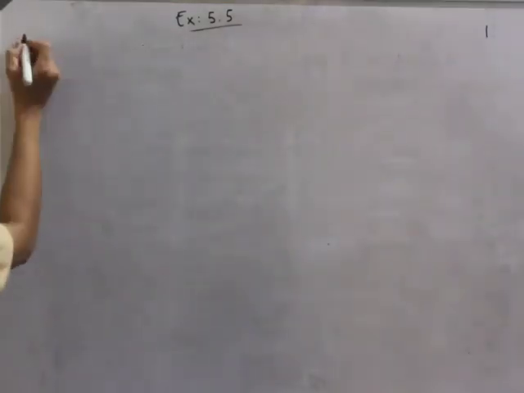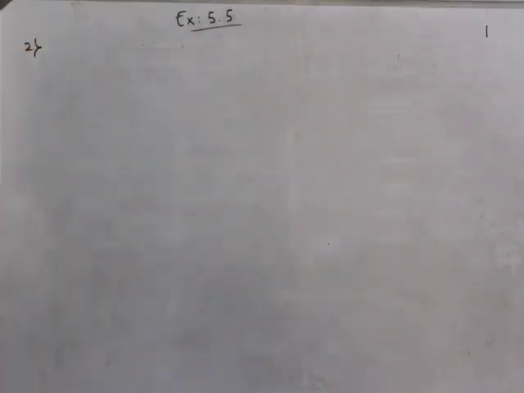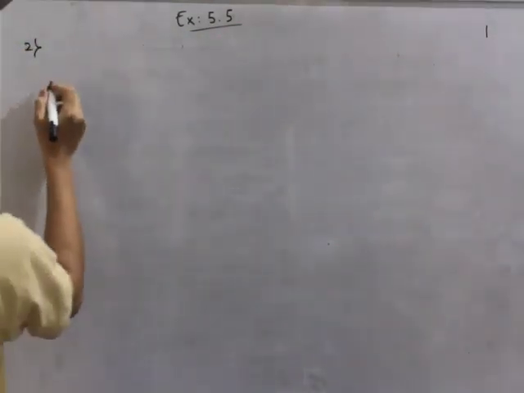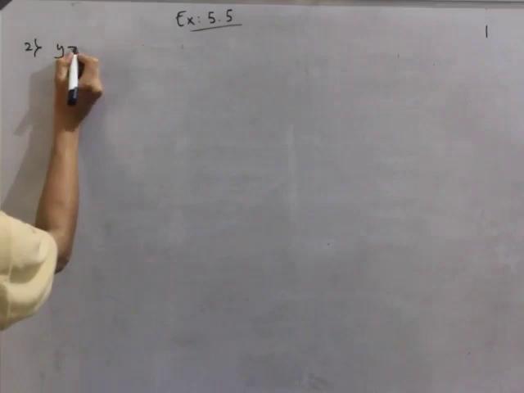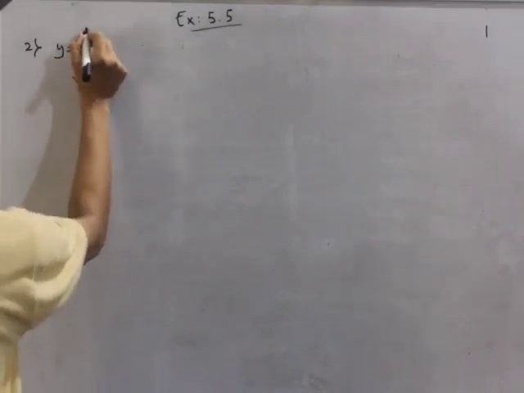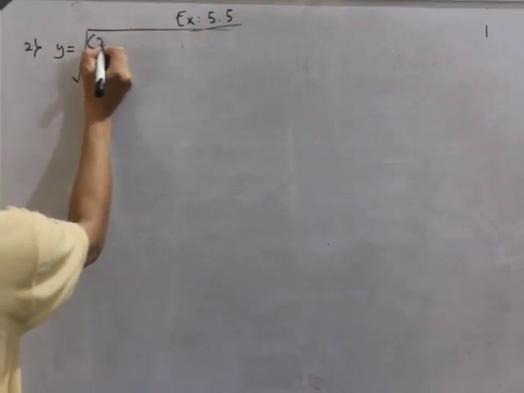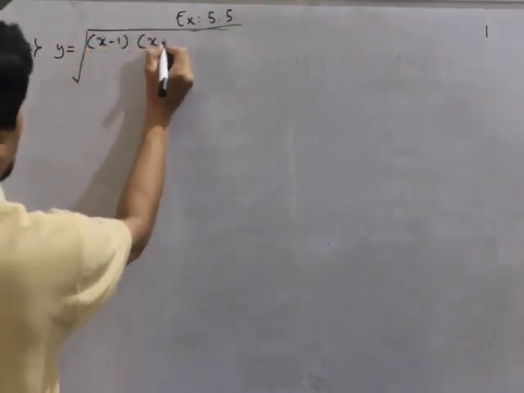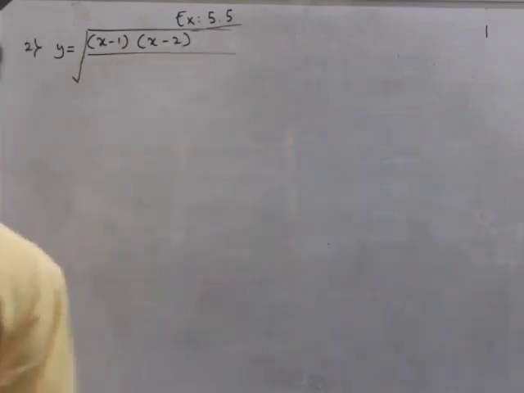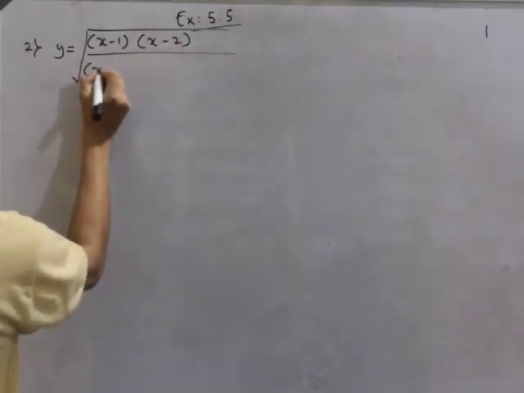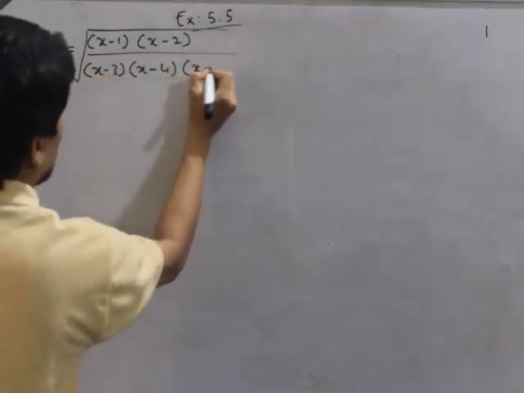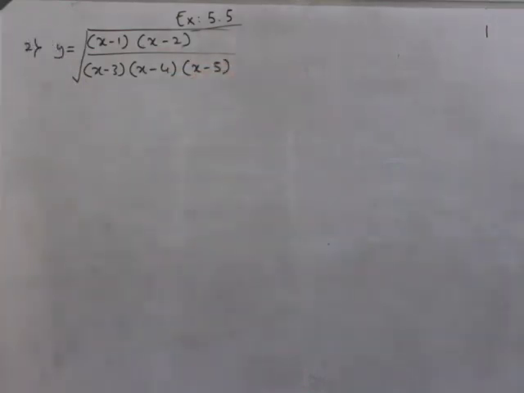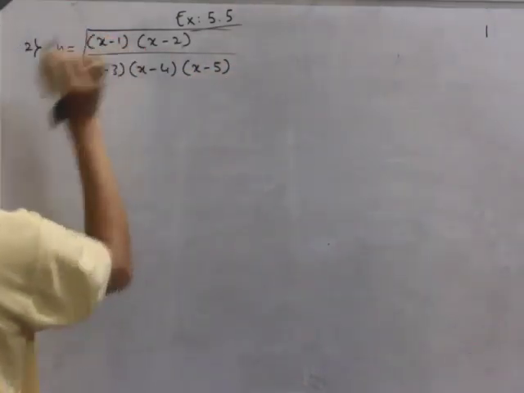Okay, question number 2. This one is very interesting. So I will consider it directly as y is equal to square root of (x minus 1)(x minus 2) divided by (x minus 3)(x minus 4)(x minus 5). So you might be thinking, what about this square root? The first thing I will do is eliminate this square root.